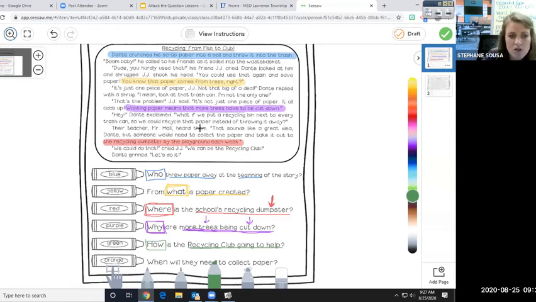Their teacher, Mr. Hall, heard them. That sounds like a great idea, Dante, but someone would need to collect the paper and take it out to the recycling dumpster by the playground each week. Oh, that's what JJ was saying.